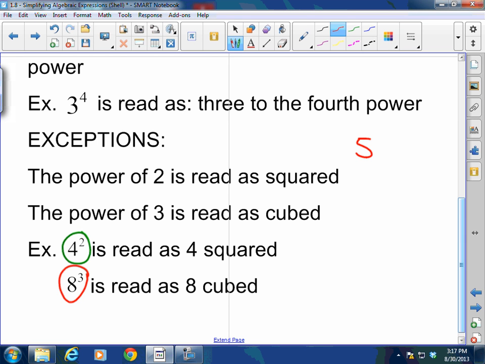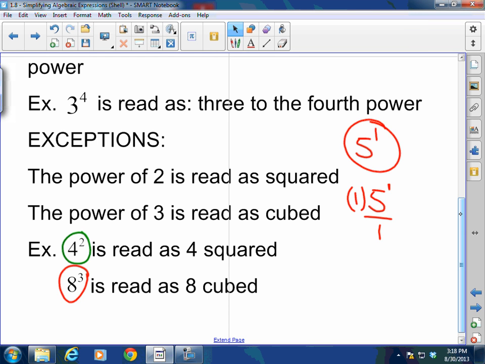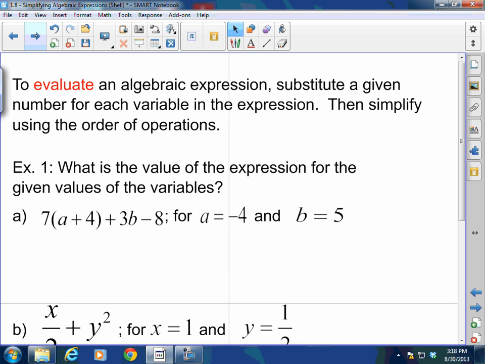If I just have 5, just a little reminder, please know that there's always an exponent of 1. So 5 to the 1st power is how you would describe that. Whenever you have a number like 5, it's being divided by a 1, multiplied by a 1, and raised to the 1st power. All right, let's continue. Now, evaluating.